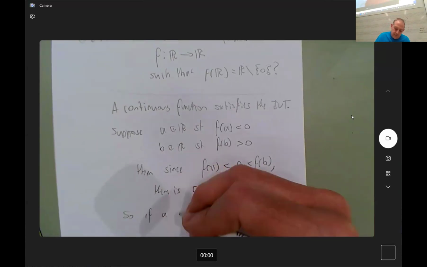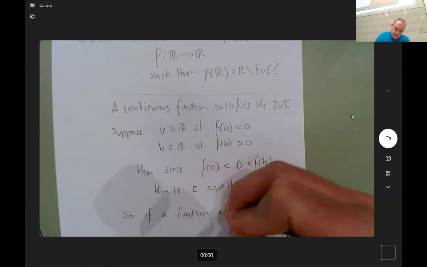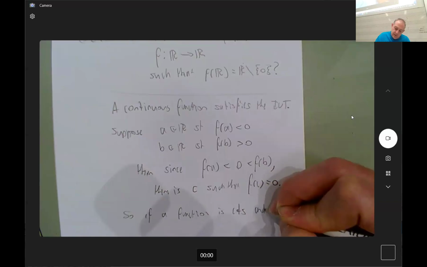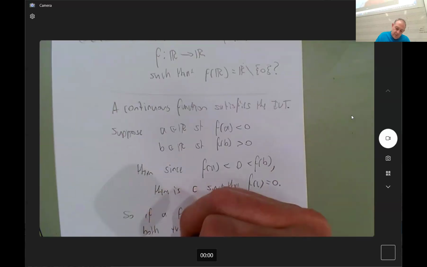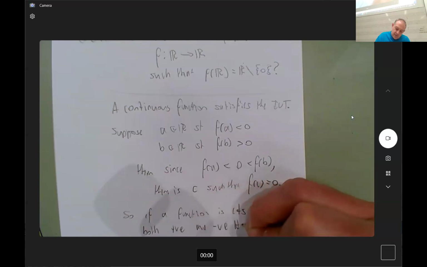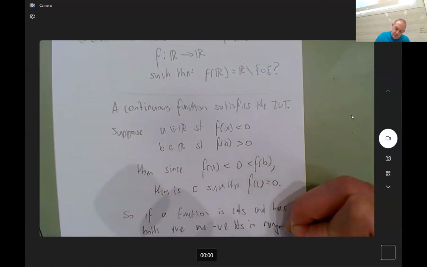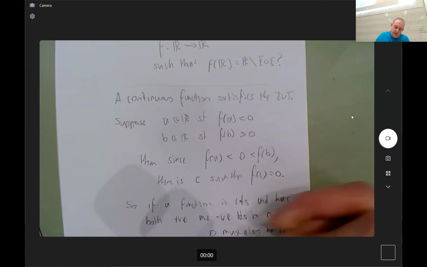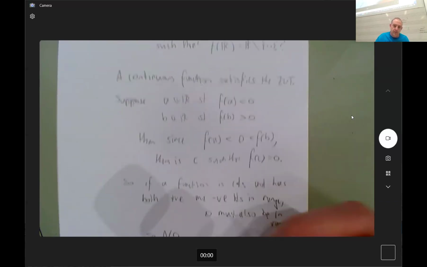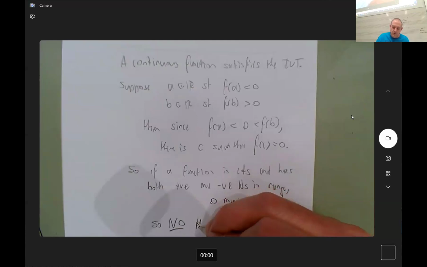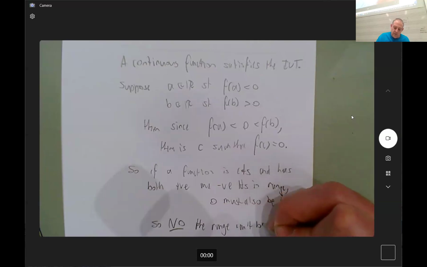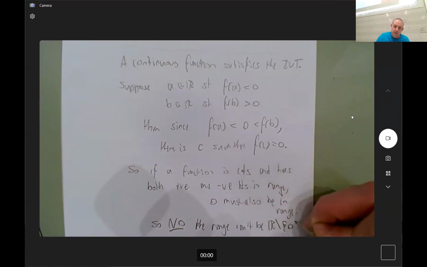Continuous and has both positive and negative numbers in the range, 0 must also be in the range. So no, the range can't be R without 0.